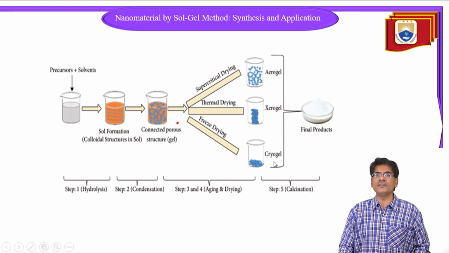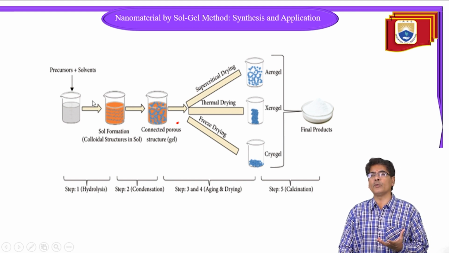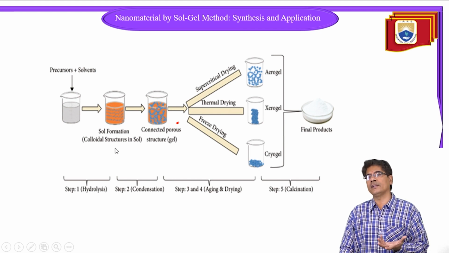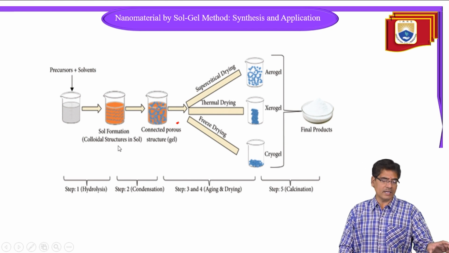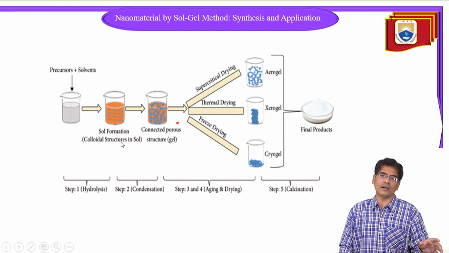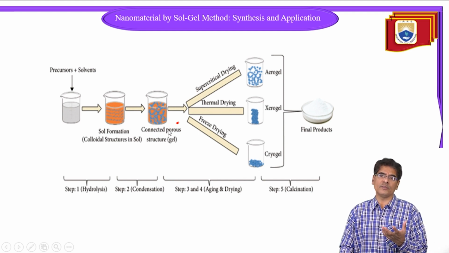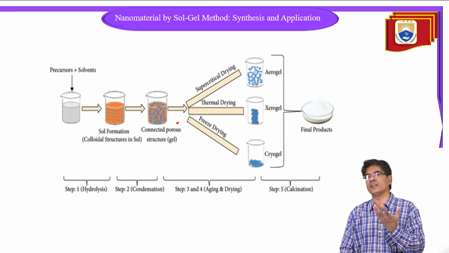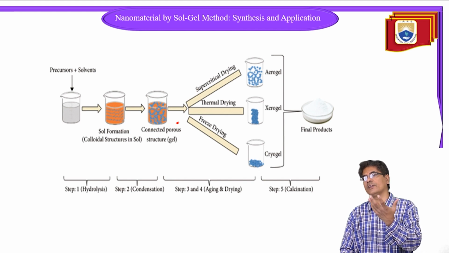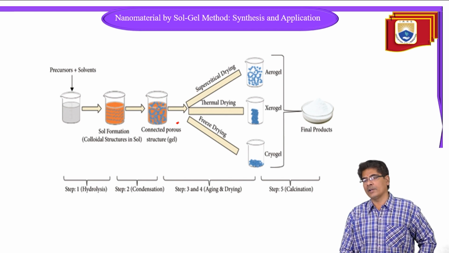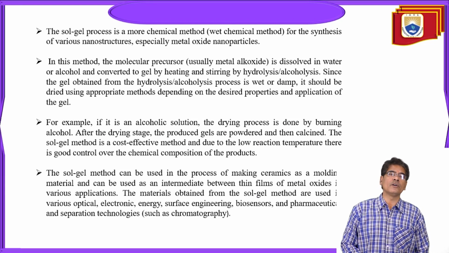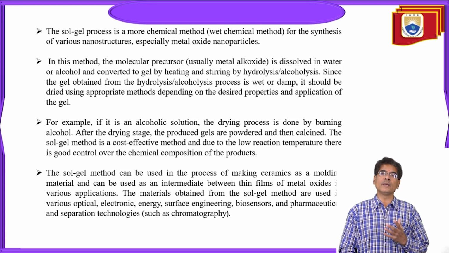The precursors and solvents are the important starting point where we get the solution form. These solutions form colloidal structures in gels, which are connected into a porous form, and this then undergoes aging and drying by three different processes, giving the final product after calcination. So the Sol-Gel process is more of a chemical method.